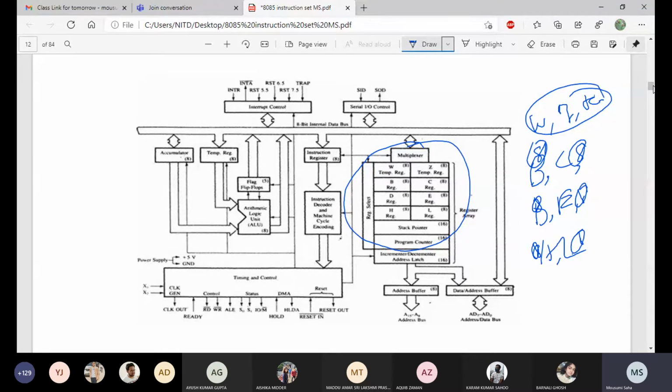So B, C, D, E, H, L, these are the six general purpose registers, and these are also called programmable registers, because you can use them with the help of some instructions. That's why they are called programmable registers. And another register, a special register you have, is the accumulator.